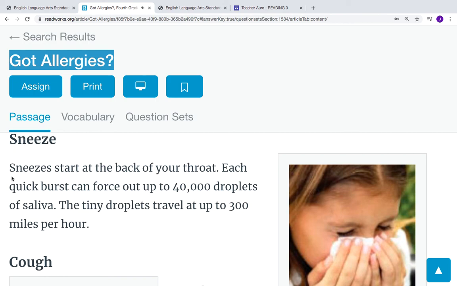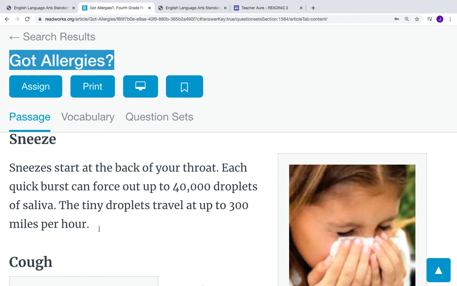Sneeze. Sneezes start at the back of your throat. Each quick burst can force out up to 40,000 droplets of saliva. The tiny droplets travel at up to 300 miles per hour. Oh my goodness, that's fast.